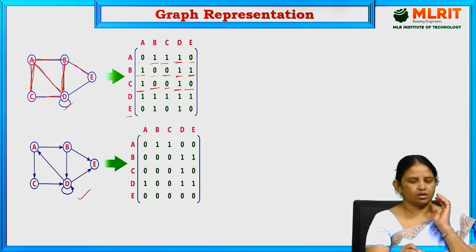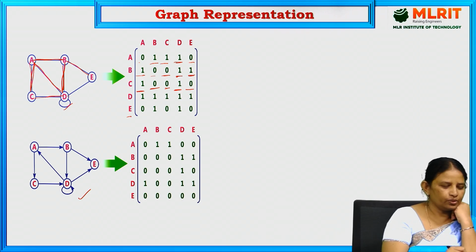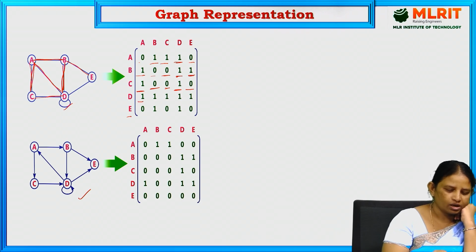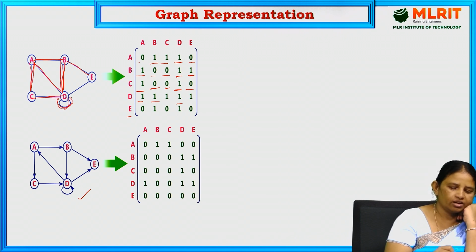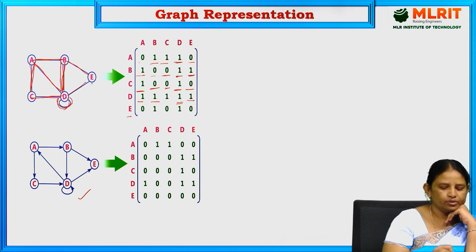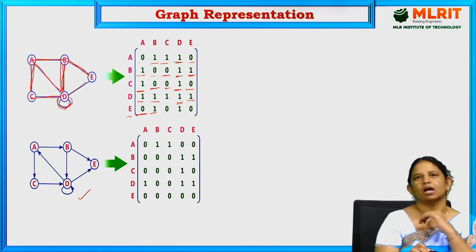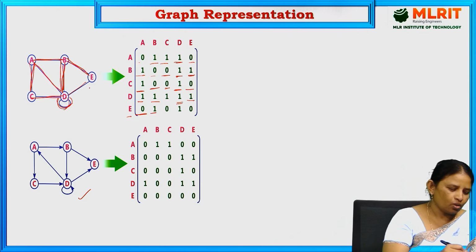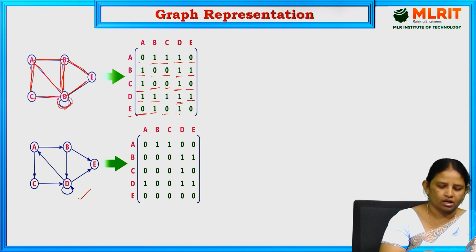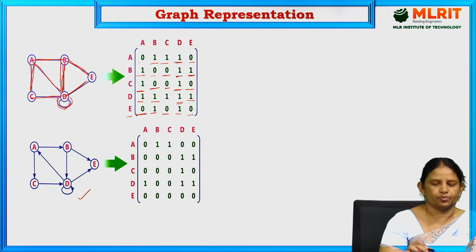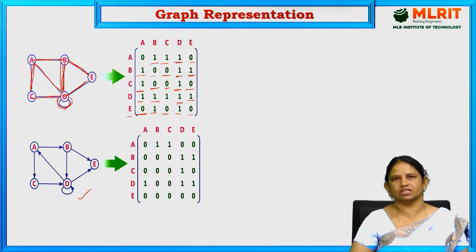Next, D to A, edge is there, 1. D to B, edge is present, 1. D to C, edge is there, 1. D to D, self edge is there, 1. D to E, edge is present, 1. Next, E to A, no edge, 0. E to B, edge is present, keep it as 1. E to C, no edge, 0. E to D, edge is present, 1. E to E, no edge, 0. This is for the directed graph.